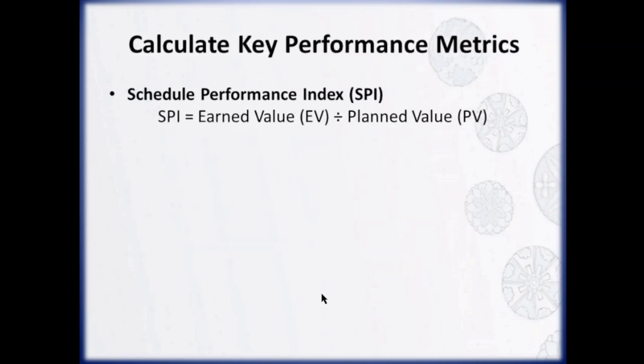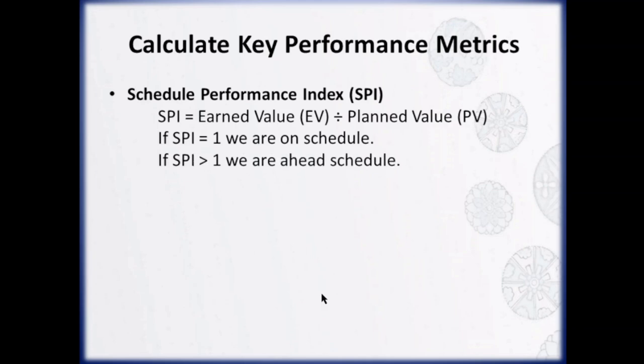Now, let's talk about the Schedule Performance Index or SPI. SPI helps us to understand whether we are ahead of schedule, on schedule, or falling behind the schedule. It's calculated by dividing earned value by planned value. Here is how to interpret the results. If Schedule Performance Index equals 1, we are right on the schedule. That means we are delivering exactly the amount of value we had planned by this point.